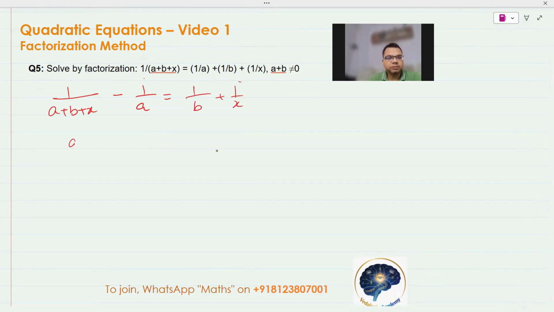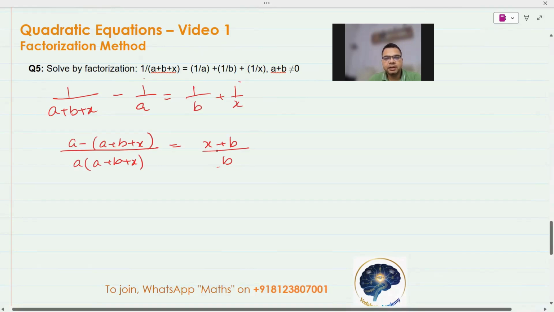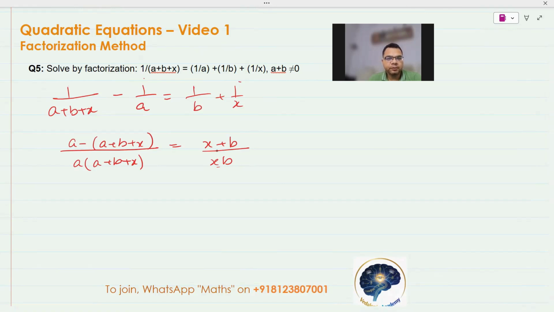So it becomes a minus a plus b plus x upon a into a plus b plus x equals x plus b upon xb. I hope this is clear. I have taken xb as the denominator, right? And then I have solved the rest part. Or maybe I can do one thing. I can take x to the left hand side so that I have constant terms on the right hand side.